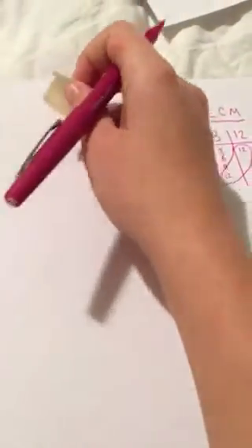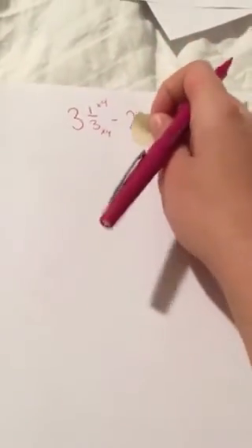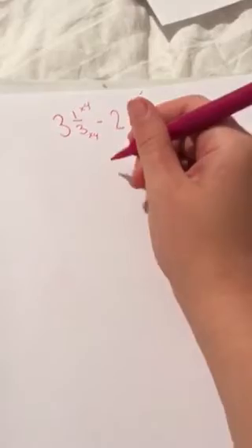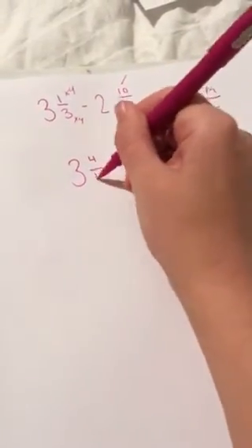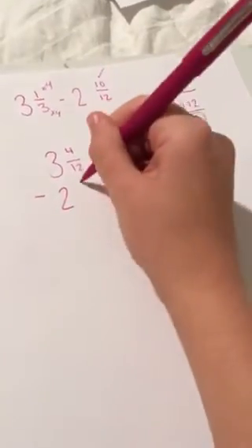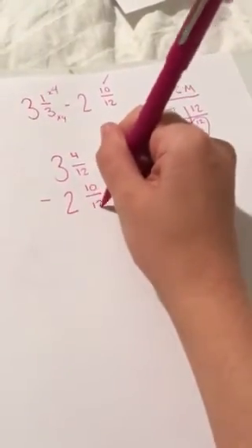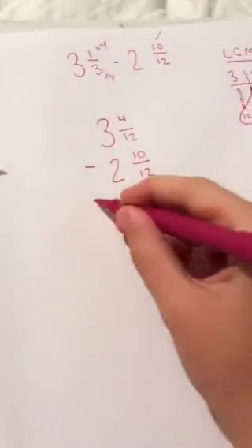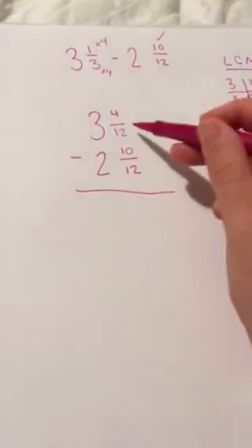Okay. So I'm going to take off these stickies now. Now I can look at my whole numbers. And I'm going to rewrite my equation vertically. So I'm going to write 3 and 4 twelfths minus 2 and 10 twelfths. Cool. And before I even subtract, I'm going to look at my denominator.